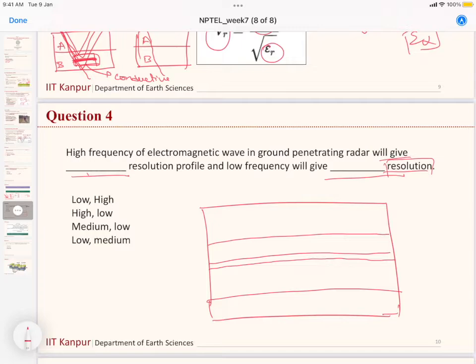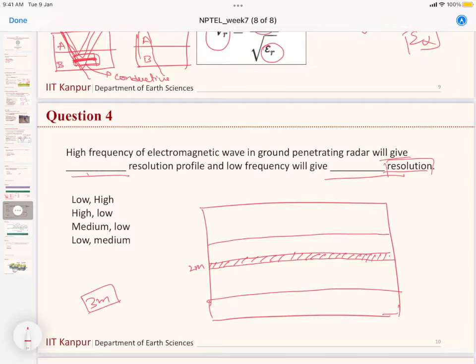But if the thickness of this particular layer I am marking with red is very small, and if the resolution of my instrument is greater than this thickness, suppose the thickness of this layer is 2 meters and the resolution of my instrument is 3 meters, means 3 meters is the minimum thickness that it can resolve. Below that it won't be able to resolve.